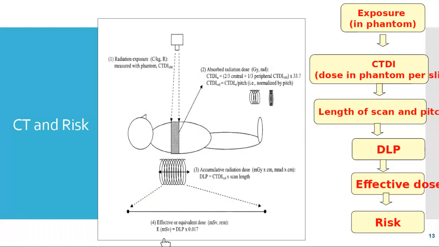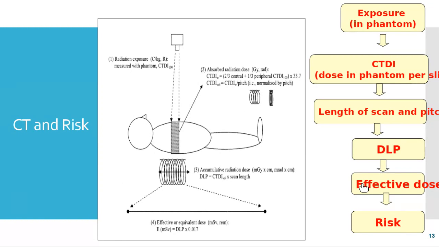This is a very important figure. From exposure, CTDI 100, we convert by multiplying this value by a specific conversion factor to obtain CTDI weighted. Then CTDI weighted divided by pitch gives CTDI volume. When we multiply the CTDI volume by scan length, we obtain DLP, dose per procedure. We have a specific conversion factor to obtain effective dose.